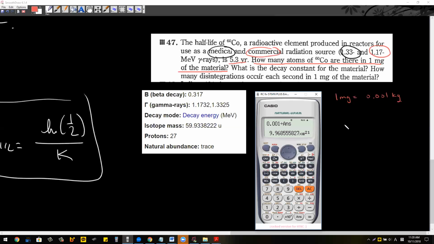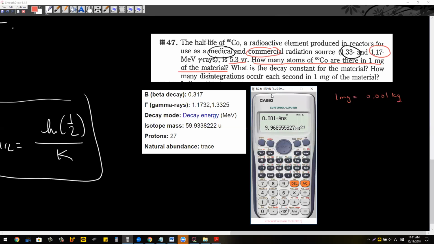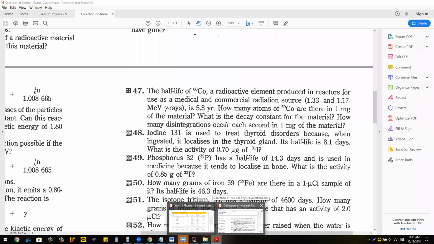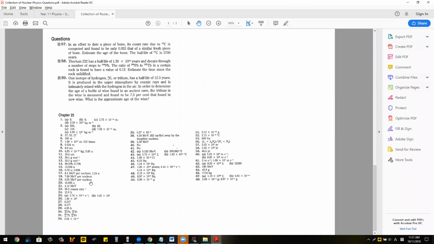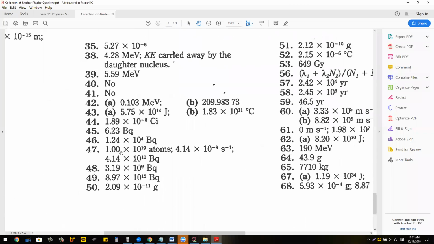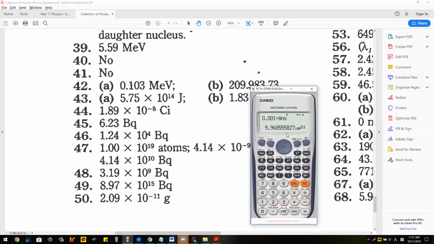Wouldn't it be the other way around? No. This is how much there are, and that was how much it weighs each. So you divide it by this one. You just have to get used to it. It's a little bit confusing. Sometimes people flip them around. So is that how many atoms there are? I think so. Do you want to check the answer? Yeah, sure. 47? 1.0 times 10 to the 19 atoms.